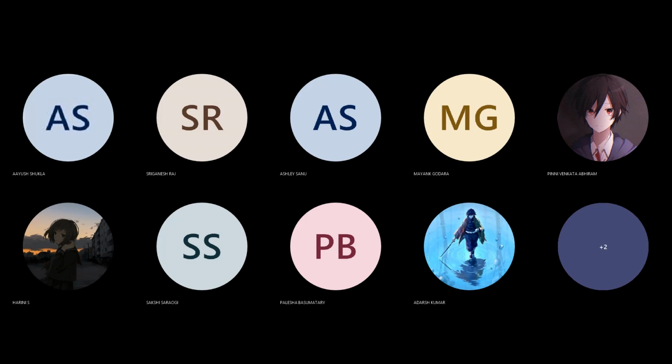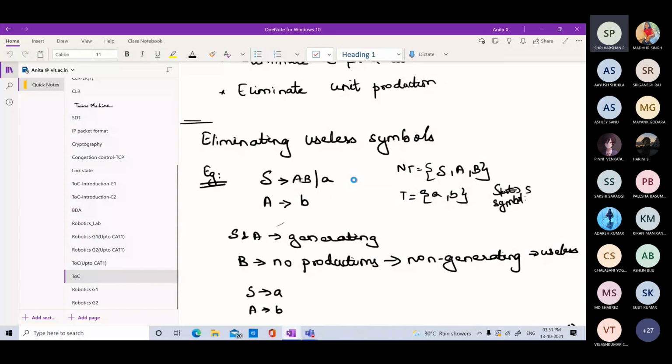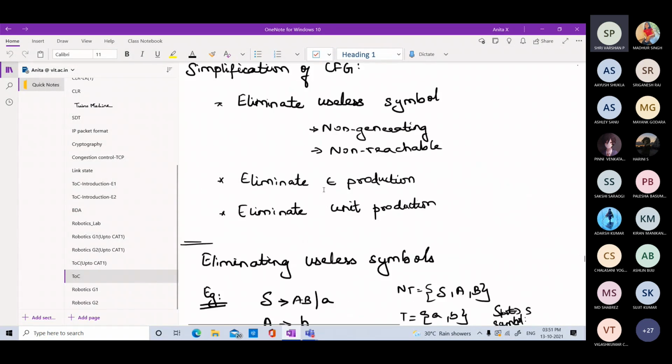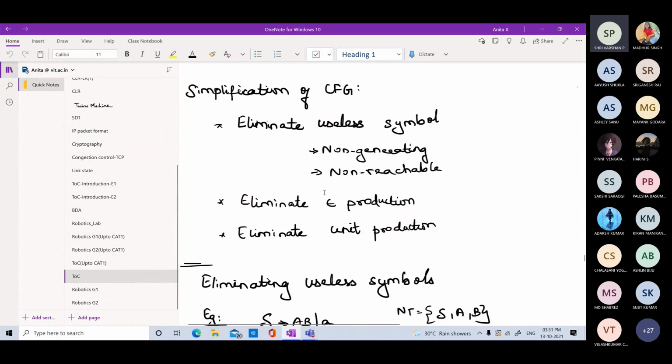Okay. Today we are going to continue with the Chomsky normal form. We can see some more examples of CNF. In the next class, we will be proceeding with the next normal form, that is Greibach. So we can see two examples today, and then we can move on to the next normal form later.